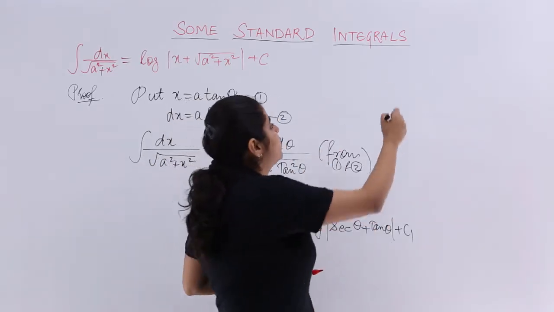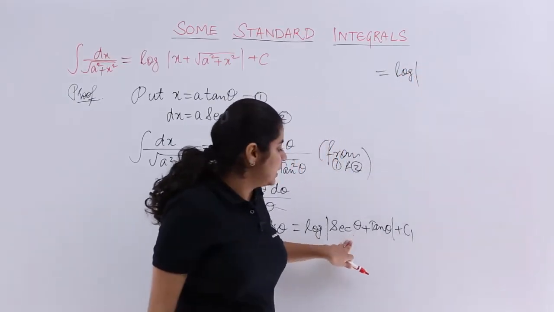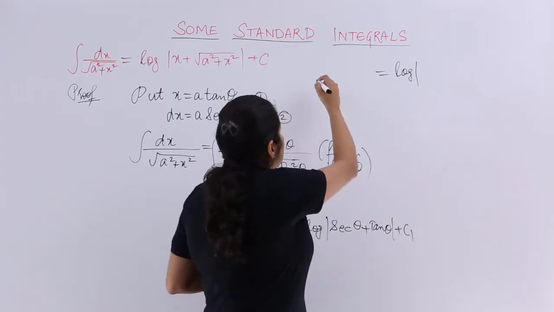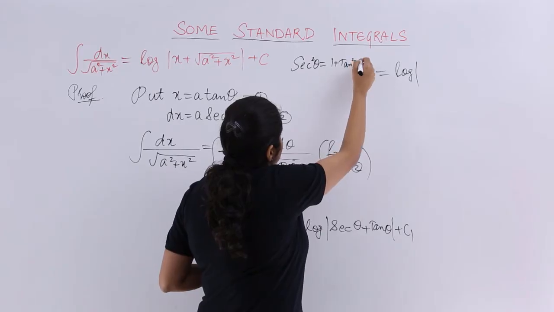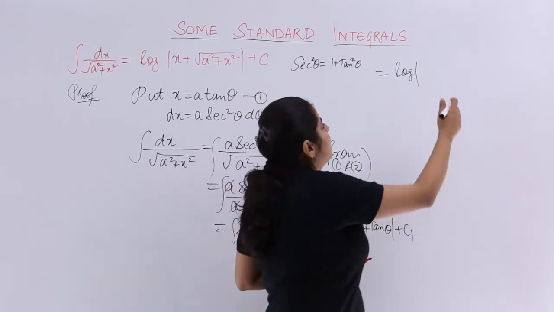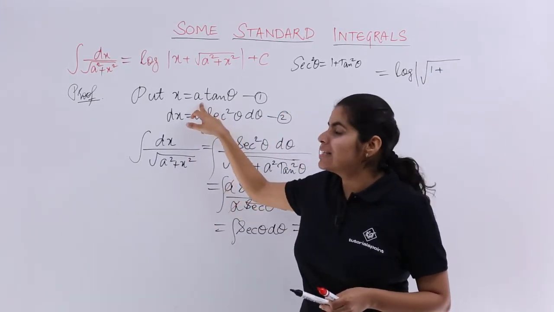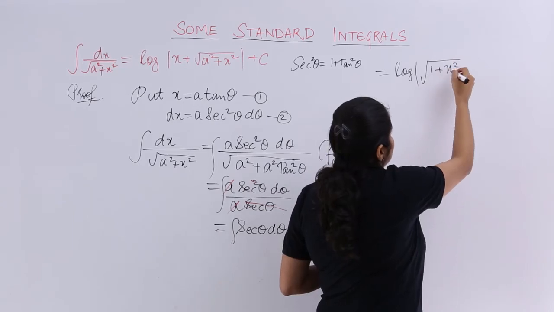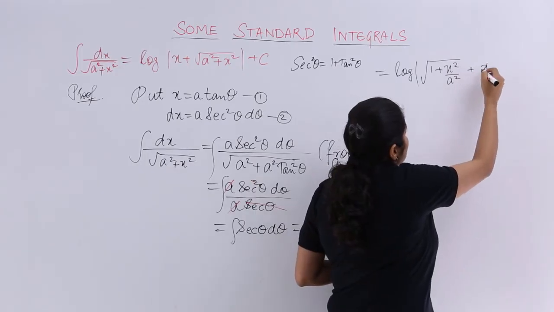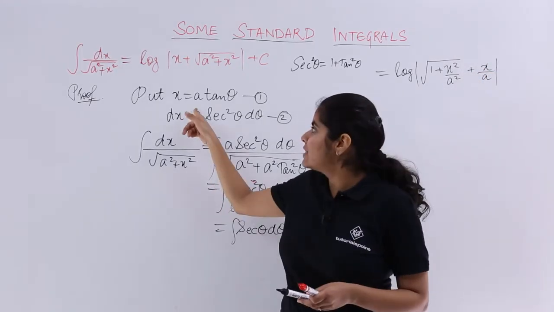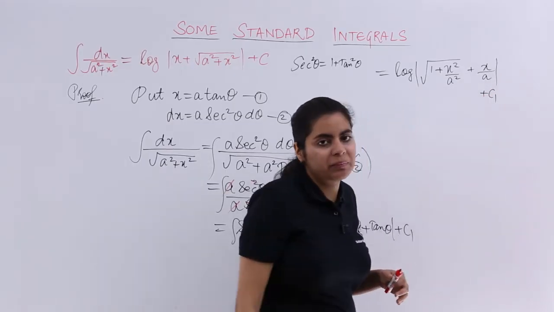Let me move to the second column of the board for it. I have log secant theta. Secant theta is what? I know the formula that secant square theta is equal to 1 plus tan square theta. Because of that formula only, I can write it as secant theta is under root 1 plus tan square theta, that is x square upon a square, right? Then it is plus tan theta, that is plus x upon a, and that all along with the constant of integration plus c1.